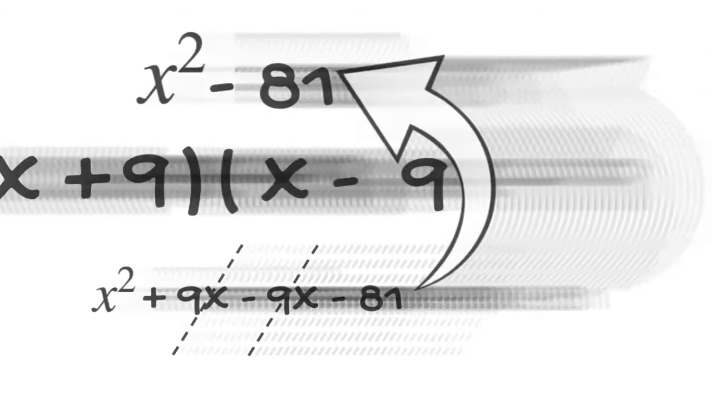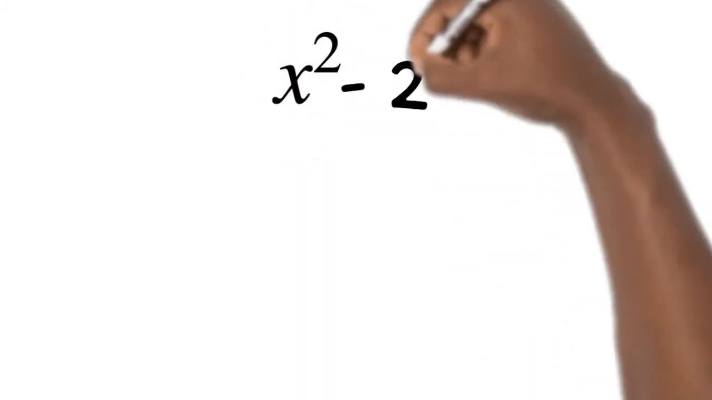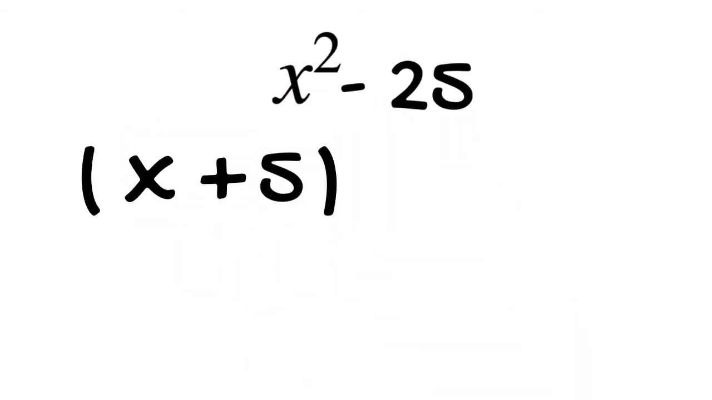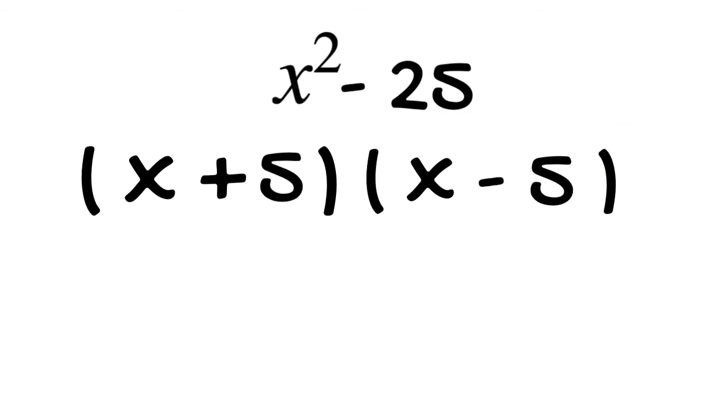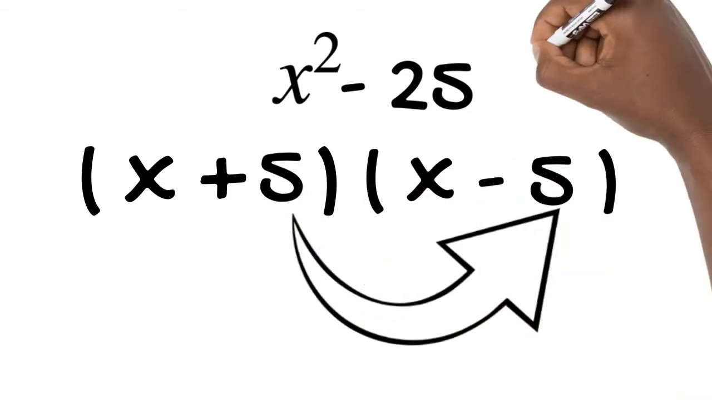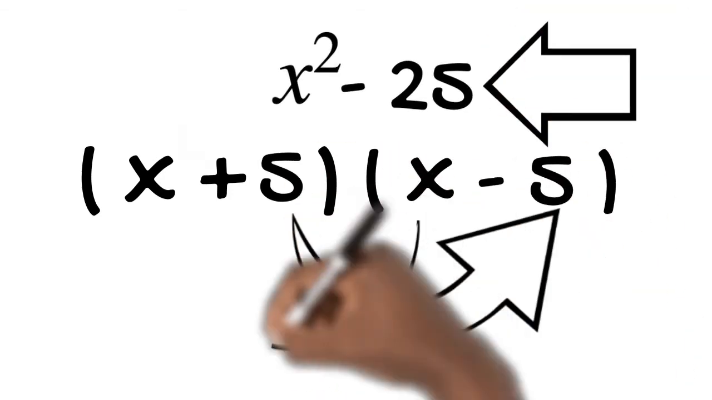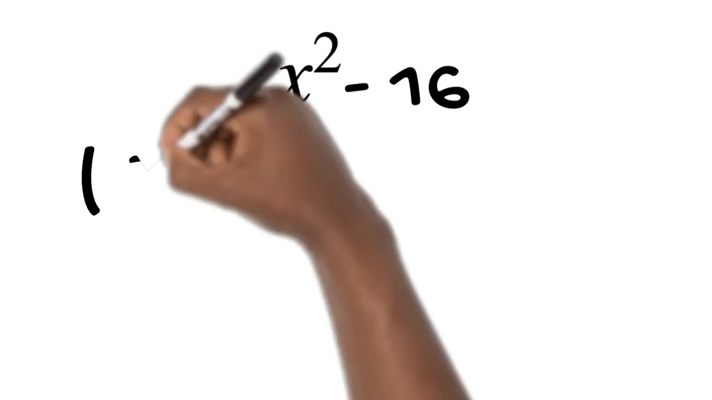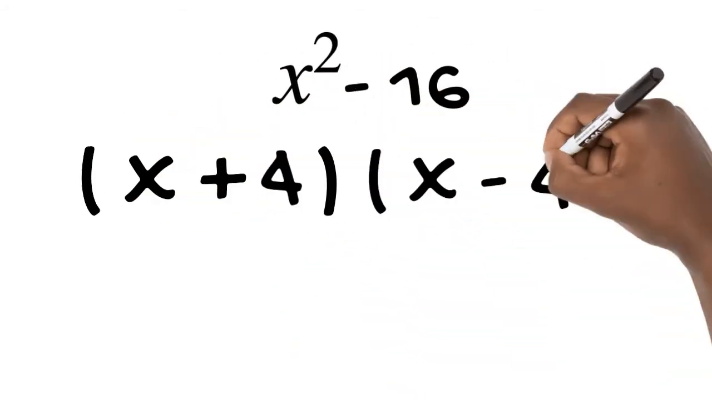Let's do another example. Let's say you have x squared minus 25. You're going to have x plus 5 times x minus 5, because remember, the middle terms will cancel out, and your two outer terms will become negative 25. Your two first terms will become x squared. Let's do one more. Let's say we have x squared minus 16. How do we do this? First of all, we have to think, what is the square root of 16? Well, it's 4. So we're going to have x plus 4 times x minus 4.